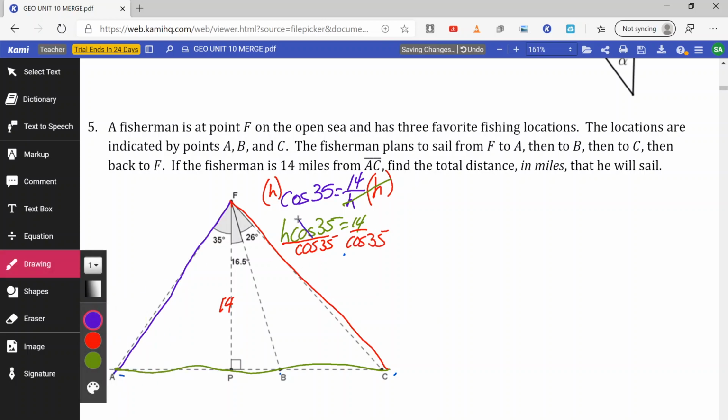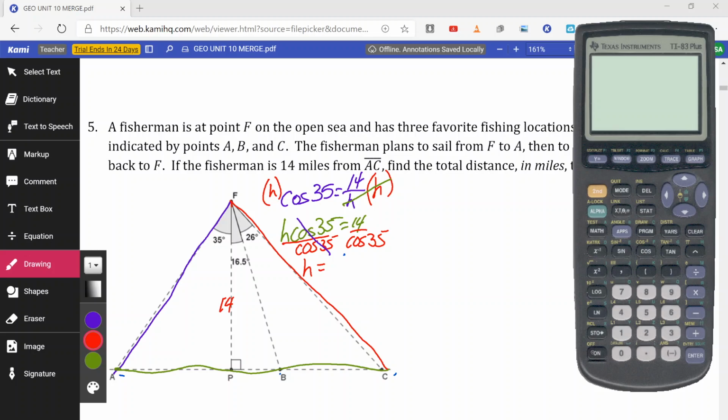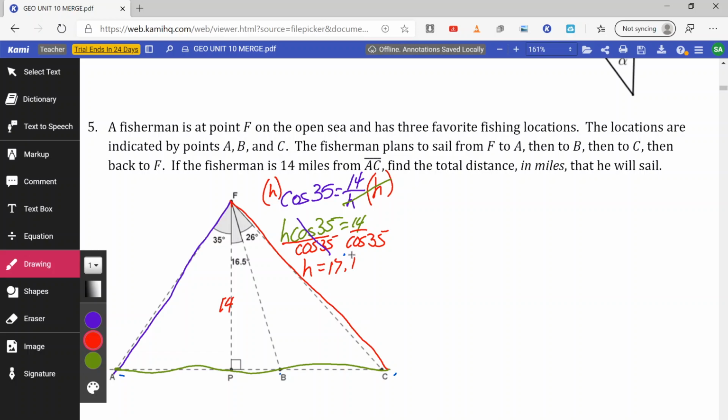which will cancel out on the one side, leaving me with h equals, and again, we just divide 14 by cosine of 35. And we get 17.1. So this means from F to A, we've gone 17.1 miles. And now we can figure out what A to P is.